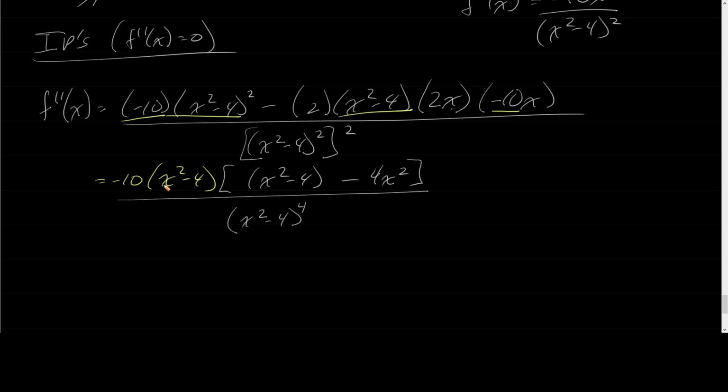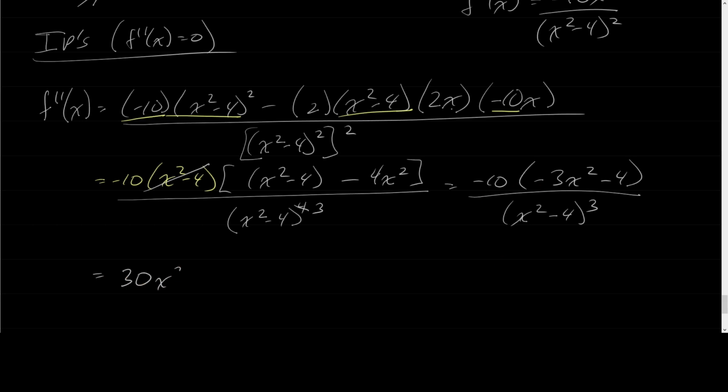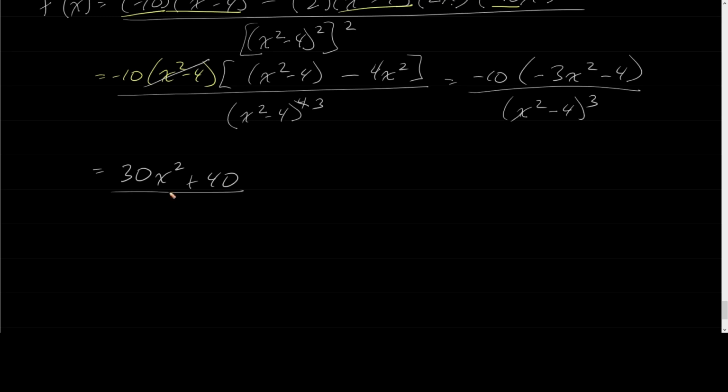At that point, this x squared minus 4 makes the denominator become to the 3rd power, and then I have x squared minus 4x squared. So I have -10 times x squared minus 4x squared, which is -3x squared, and then we still have that minus 4, over x squared minus 4 to the 3rd. In the numerator, distribute that -10. What does that give me? That gives me positive 30x squared plus 40 over x squared minus 4 cubed.